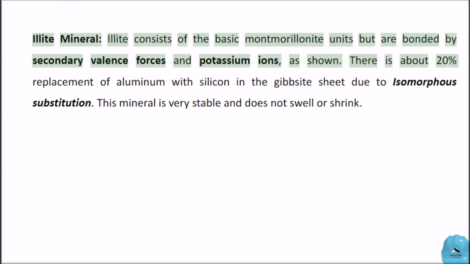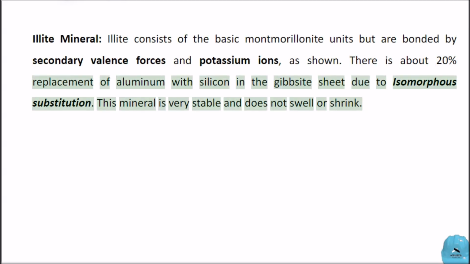Illite mineral. Illite consists of the basic montmorillonite units but are bonded by secondary valence forces and potassium ions, as shown. There is about 20% replacement of aluminum with silicon in the gibbsite sheet due to isomorphous substitution. This mineral is very stable and does not swell or shrink.